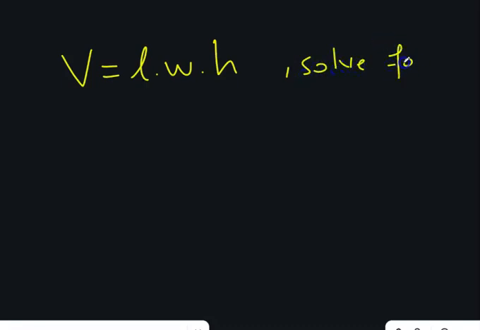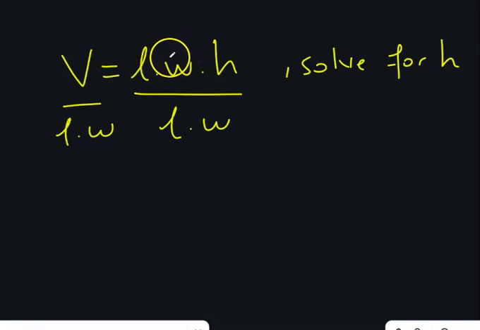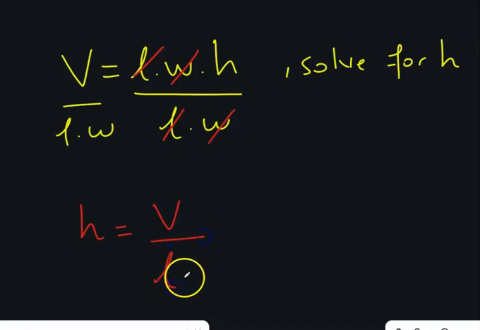Let's do volume. Volume equals length times width times height, and let's solve it for height. The h, the height, is multiplied by length times width, so the inverse will be division. Divide by L times W, and do the same thing on the other side. Look at the right side: the L's are gone, the W's are gone, and I have h, which is height, equals volume divided by L, length, times width.